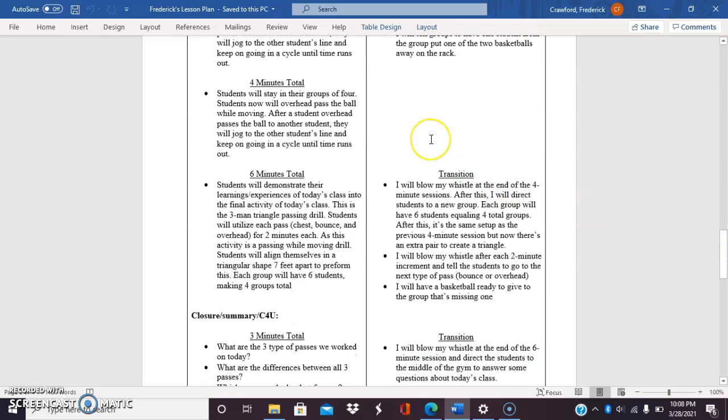And then finally, for the final performance segment, the 6 minute total, students will demonstrate their learning and experiences of today's class. The final activity of today's class is the three-man triangle passing drill. The students will utilize each pass, chest, bounce, and overhead, for 2 minutes each, as this is a passing while moving drill. Students will align themselves in a triangular shape 7 feet apart to perform this. Each group will have 6 students, making 4 groups total.